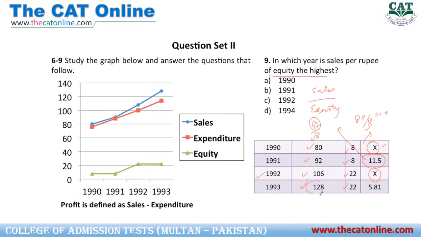I'll straight away calculate for 93, because in 92 the ratio is going to be 106 by 22, whereas in 93 it's going to be 128 by 22. Again, there is an increase in the numerator with no change in the denominator, so this will give you a higher ratio, which is 5.81. Anyways, the answer is going to be the B part here, as this ratio is 11.5.